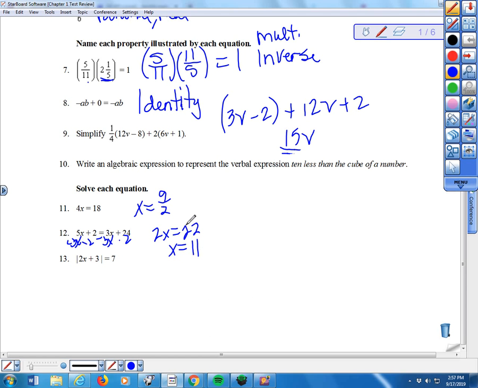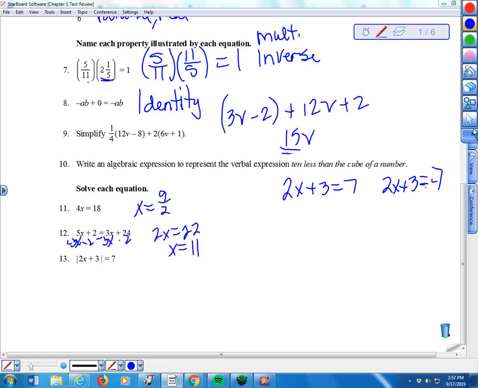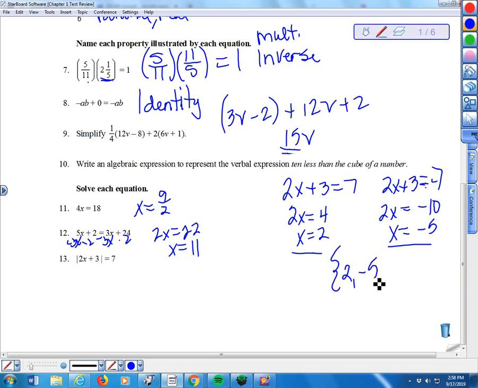And then here, it's an absolute value, so I've got to set up two different equations. The first one will be 2x plus 3 equals 7, and the second is 2x plus 3 equals negative 7. There are always two equations when you have an absolute value. So subtract 3, I get 2x equals 4. X equals 2. Subtract 3, I get 2x equals negative 10. X equals negative 5. So the solution is 2 and negative 5. I could do the squigglies, but that's what that means. It's exactly 2, exactly negative 5.